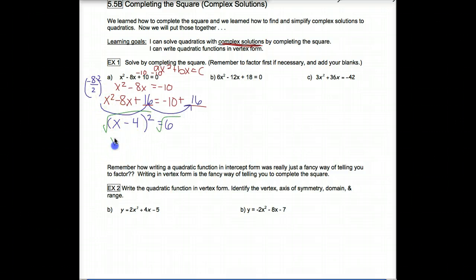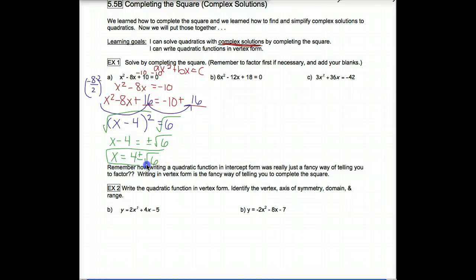So I've got x minus 4 on the left. On the right side, I've got plus or minus radical 6. I would look to see if this simplifies. This does not, because 6 doesn't have any perfect square factors. So all I need to do now is to add the 4 to both sides. So 4 plus or minus radical 6 should be our answer.